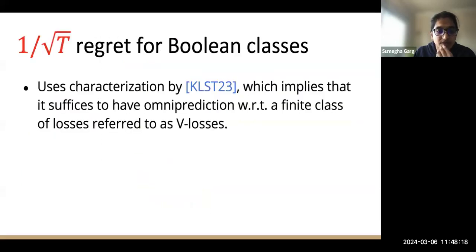So there was this work last year by Kleinberg et al. that gave a characterization for doing loss minimization for a class of proper losses. Using this characterization we can say that for an algorithm to be an omni predictor, it suffices to minimize loss for a finite class of losses, and that can be done with 1 by square root T regret. So there is an algorithm that doesn't need to go through L1 calibration to achieve omni prediction.